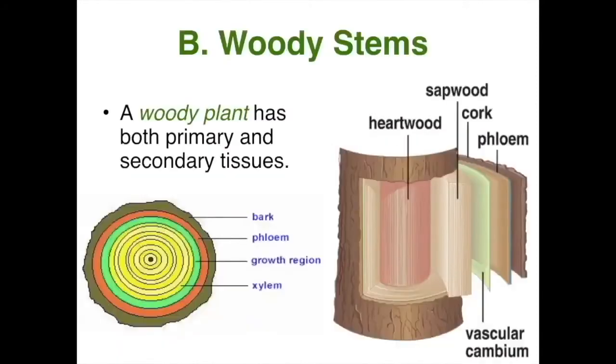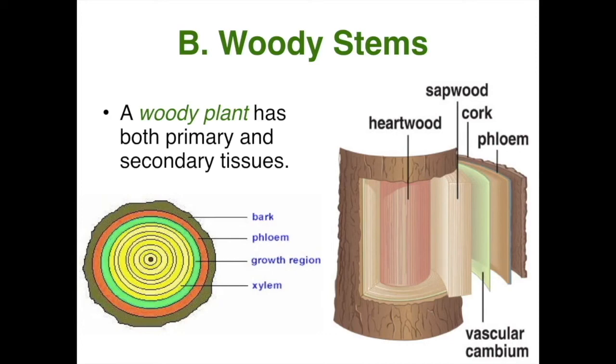Now, the second part of stems we're going to focus on are the woody plants. We're going to do some worksheets reviewing the heartwood being the center. The heartwood is the hardwood. Then we have the sapwood or softwood closer to the outside. Then we have the phloem, and then the cork cambium and bark.